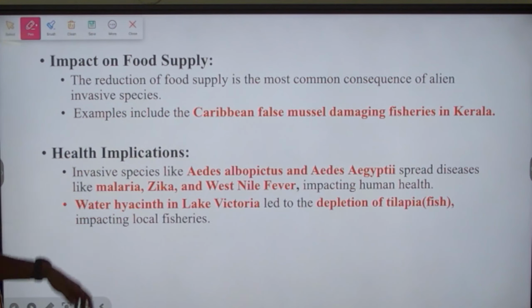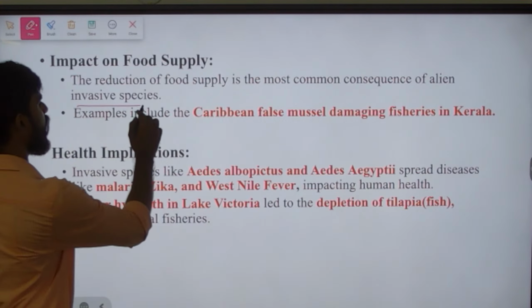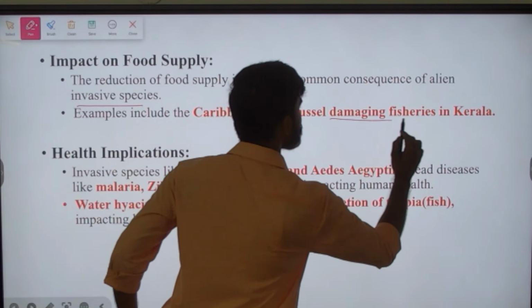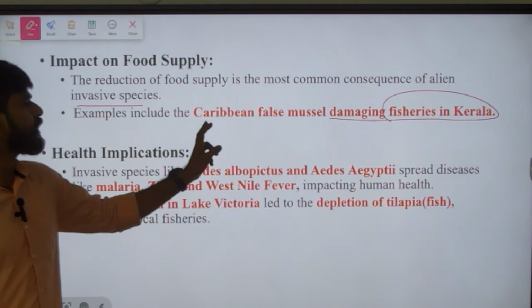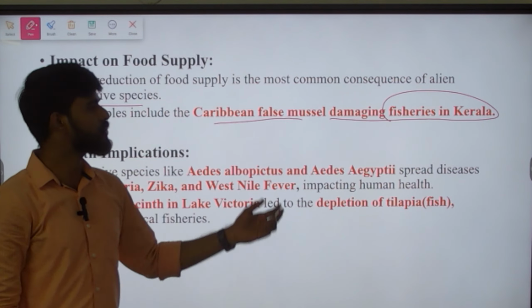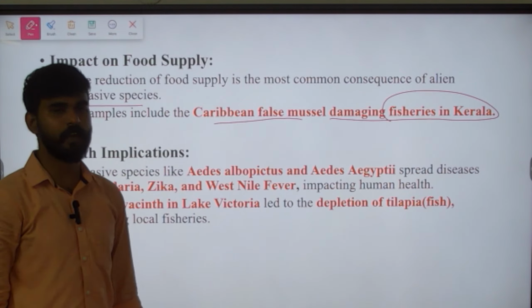Next is impact on food supply. Reduction of food supply is the most common consequence of alien invasive species. How? Because they are going to damage fisheries, one main reason. The best example here is the Caribbean false mussel, which damages fisheries in Kerala.